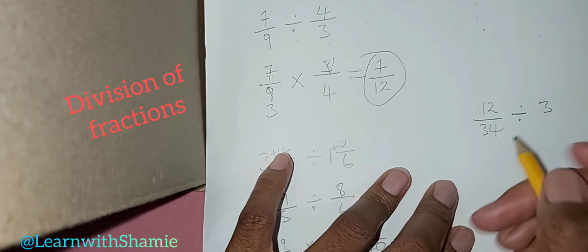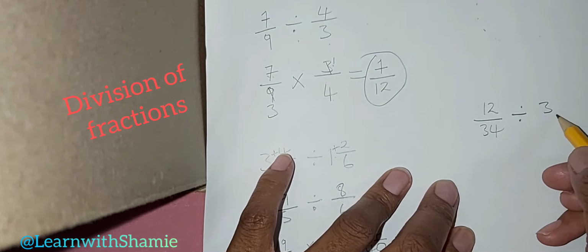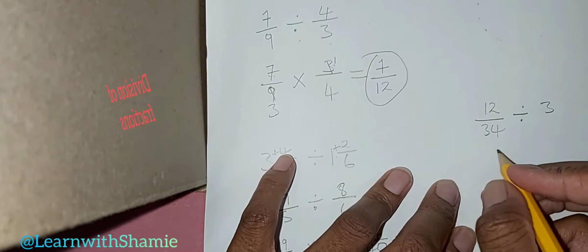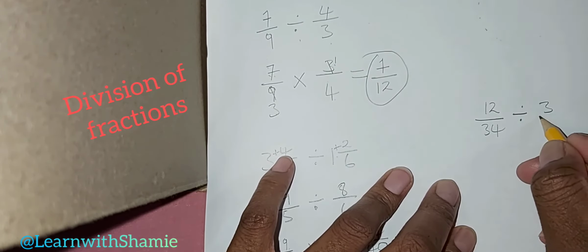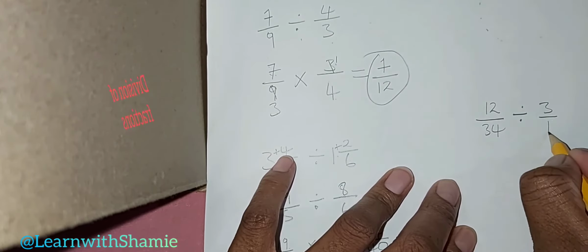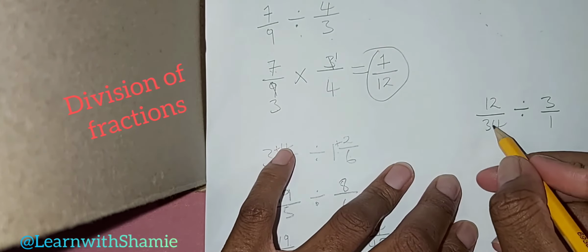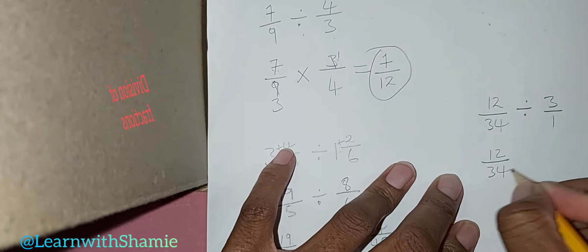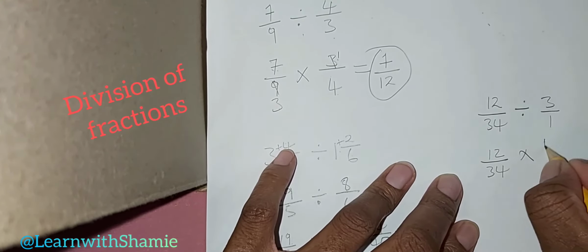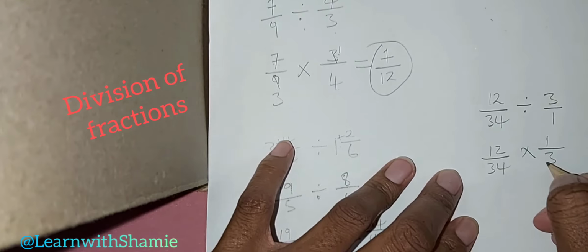So remember the rule: leave me, change me, flip me. You must be wondering what you're going to flip here. But remember, it's a whole number, so it would eventually go over 1. So you say 12 over 34 multiplied by 1 over 3.